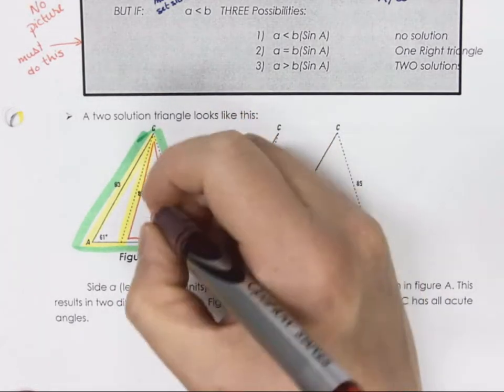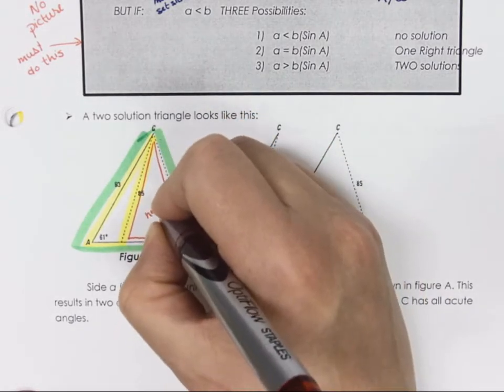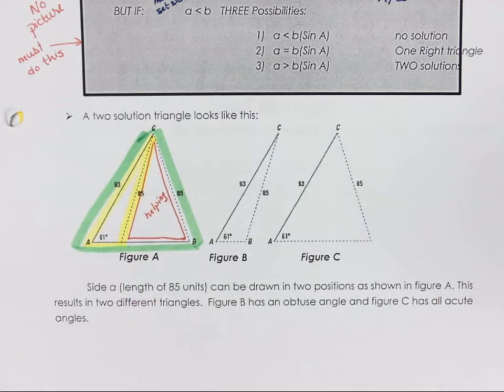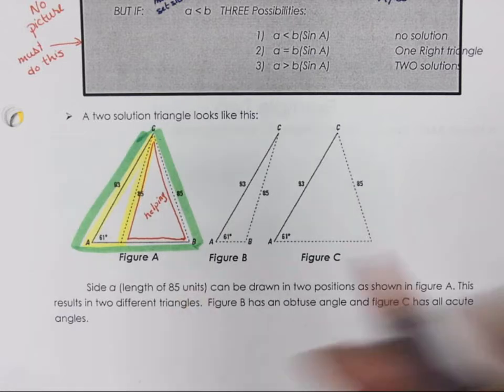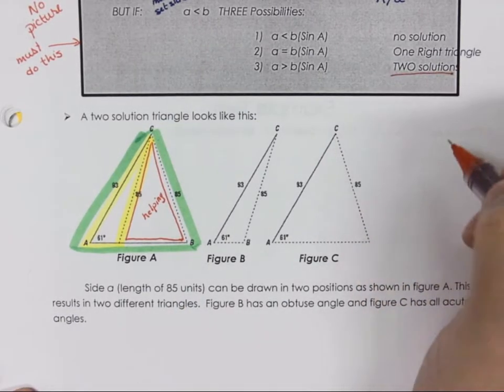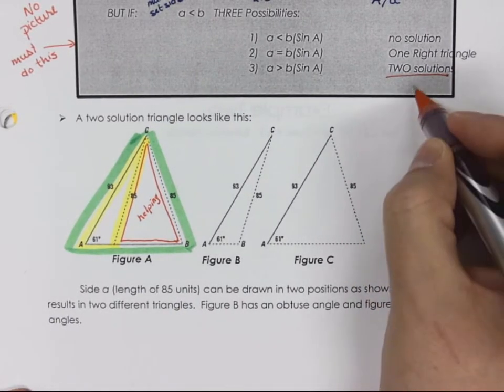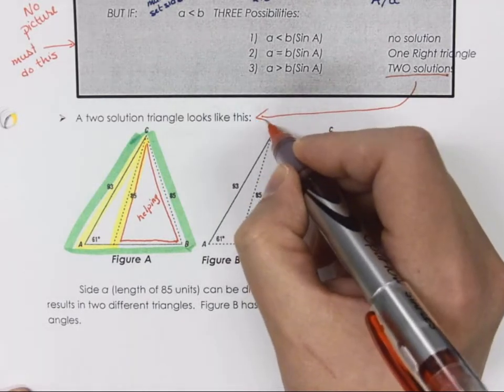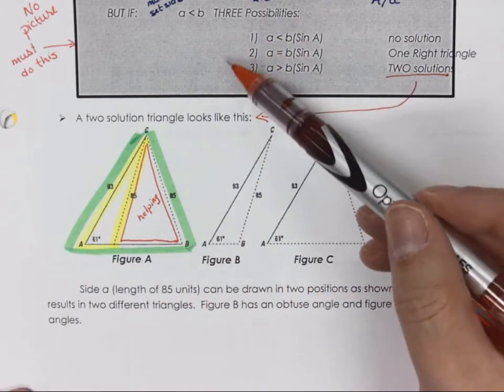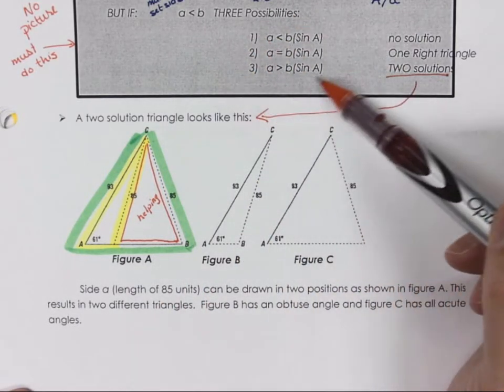And the red one is a helping triangle. I'm confused. Perfect. What are you confused about, Danica? So, is that the unique triangle? No, this is the two solution triangle. How do you know which one? You have to figure this out. I'm going to show you how to do it in a second.